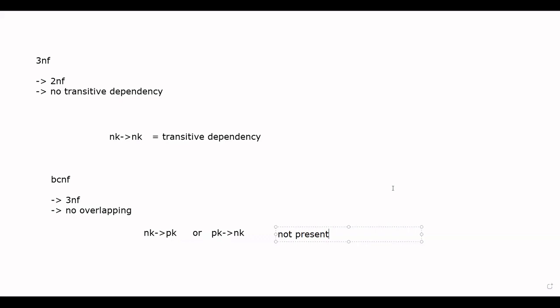Now, the question we have solved, tell me, is the answer BCNF? No, ma'am, 2NF. No, because NK to PK is present. Correct.